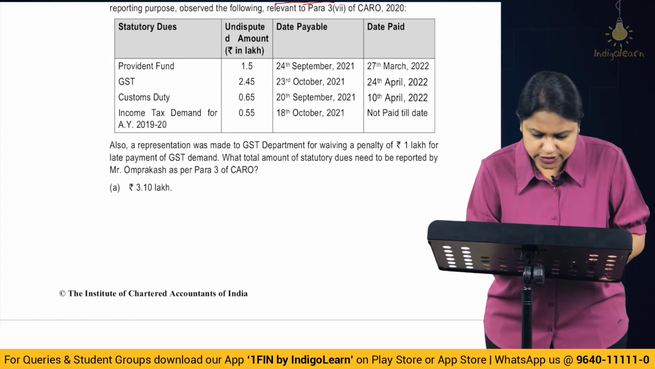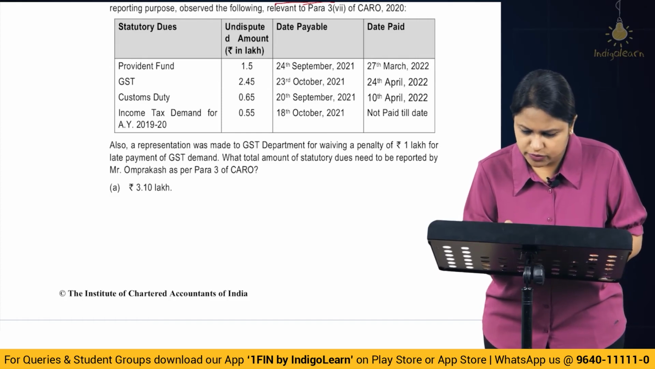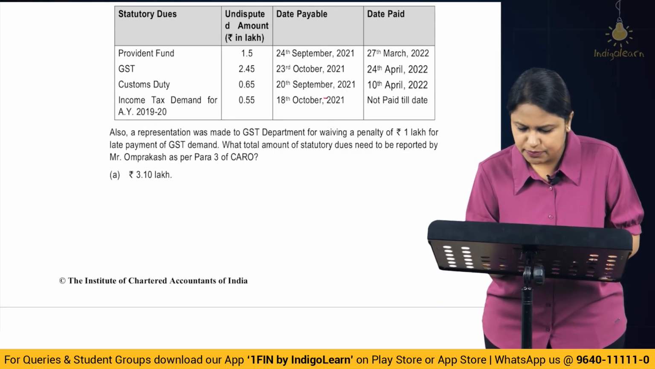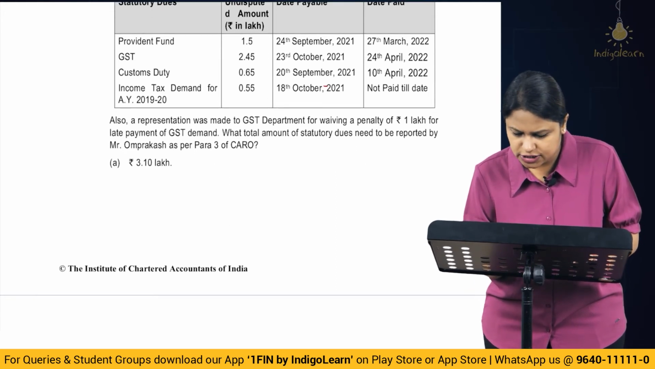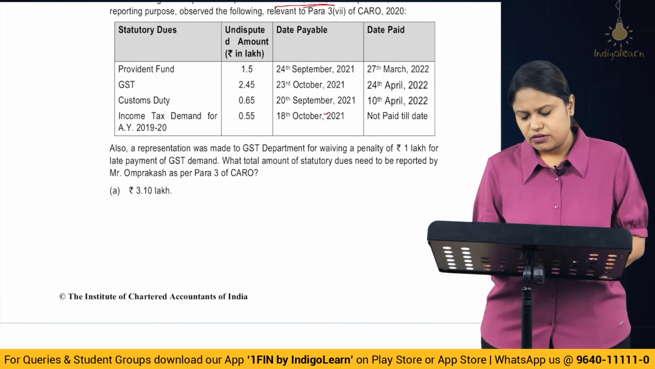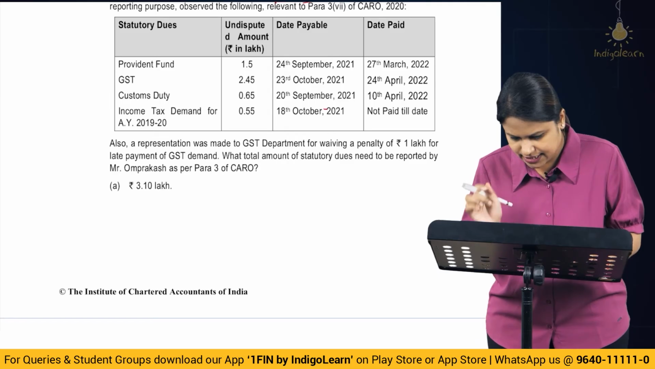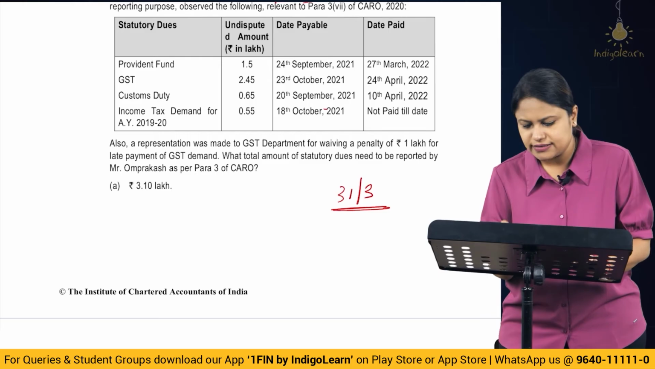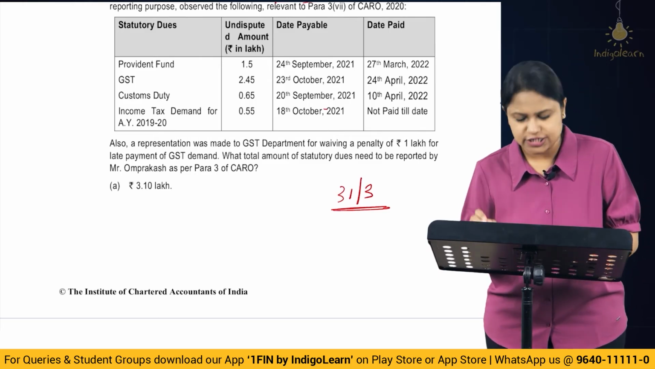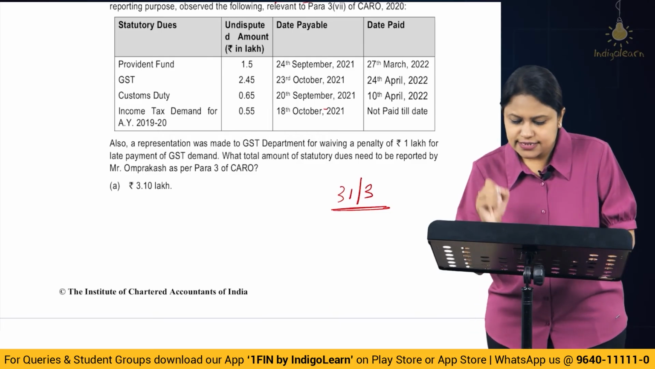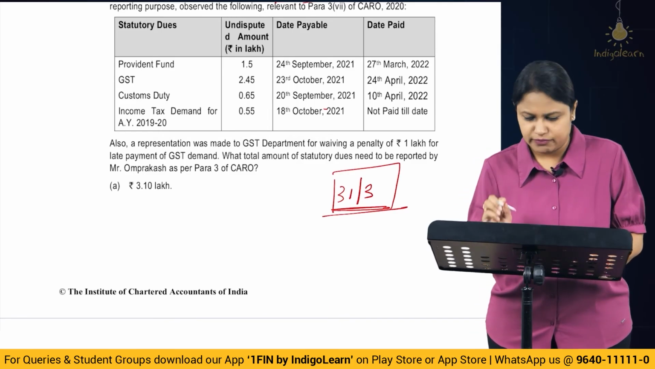Okay. So statutory dues, undisputed amount is so much, date payable and date paid is given. Also, a representation was made to the GST department for waiving a penalty of 1 lakh for the late payment of GST demand. What total amount of statutory dues need to be reported by Mr. Om Prakash as per para 3 of CARO? Okay. So as per para 3, the understanding should be that as on 31st of March, the position should be that they are outstanding for a period of more than 6 months. Alright. So we need to check that the statutory due should be outstanding for a period of more than 6 months as at the year end, that is 31st of March.